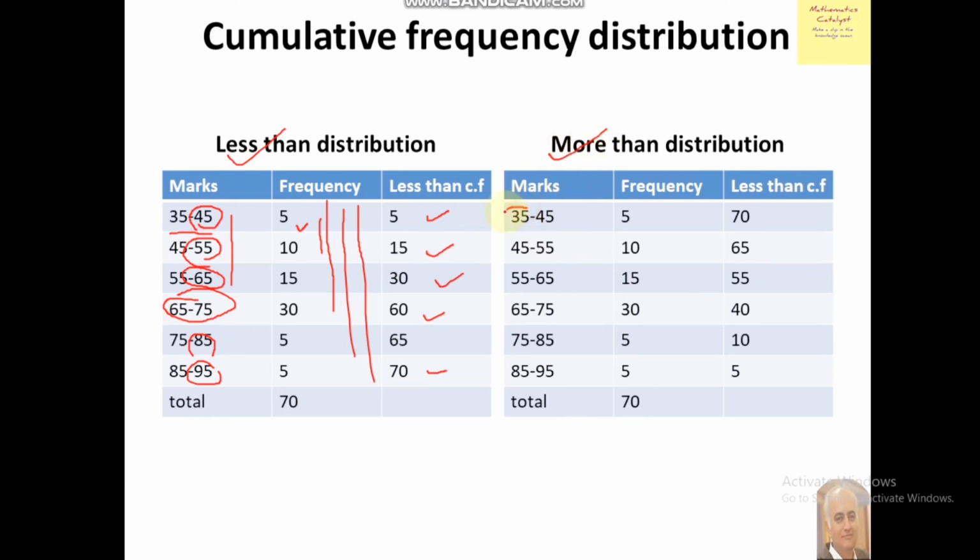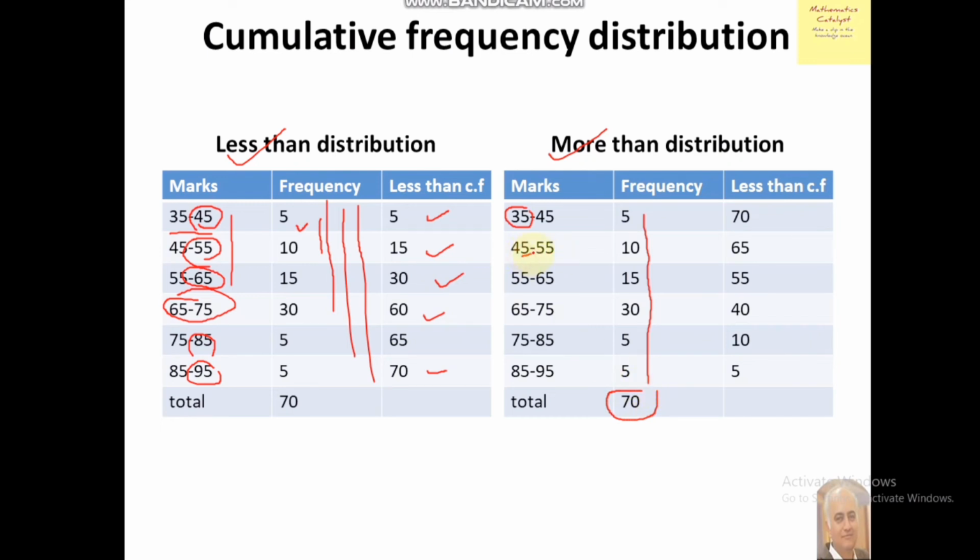In this we have to take the lower limit, right? So greater than 35 are 70, because in greater than 35 we have to take all these values, right? All these values, that is 70, right? क्योंकि total frequency कितनी हमारे पास, that is 70.